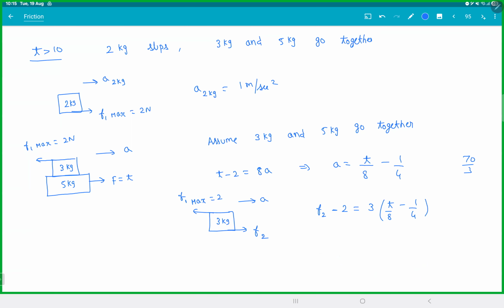Am I right? Did I mess up the calculations anywhere? No, sir, I got the same. So we get F2 will be 3T by 8 plus 5 by 4. This should be less than equal to 0.2 into 50. So we get T less than equal to 70 by 3. So the slipping actually starts at 70 by 3. So at this point, 3 and 5 kg slip.